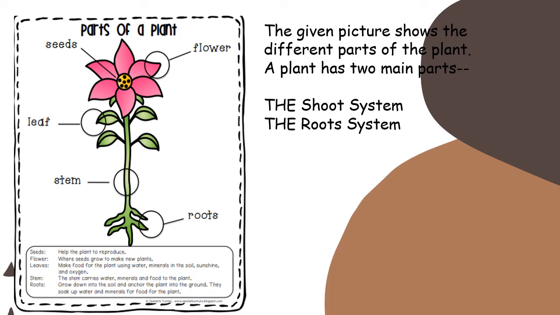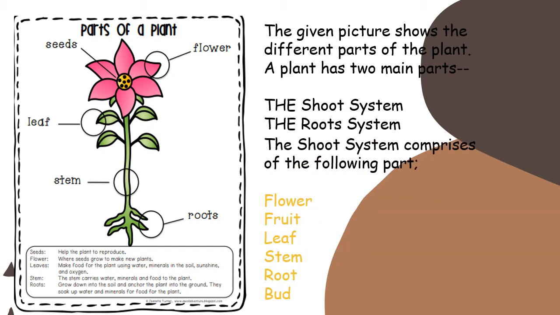The given picture shows the different parts of the plant. A plant has two main parts, the shoot system and the root system. The shoot system comprises the following parts: flower, fruit, leaf, stem, and bud. Let us now take a closer look at it.